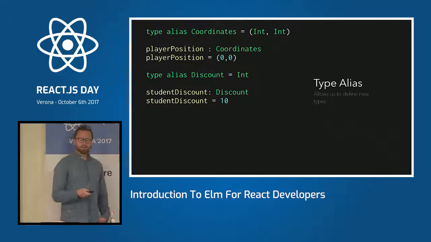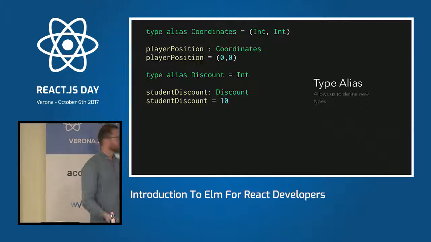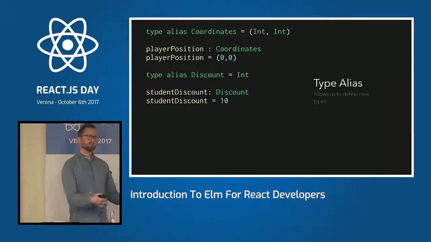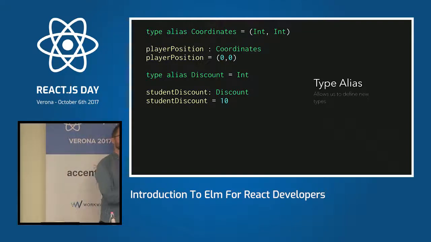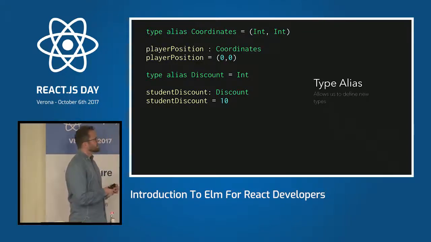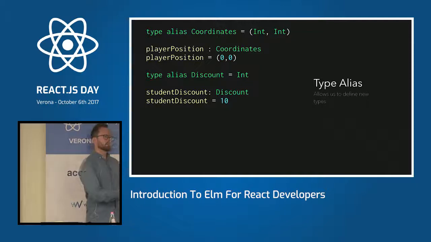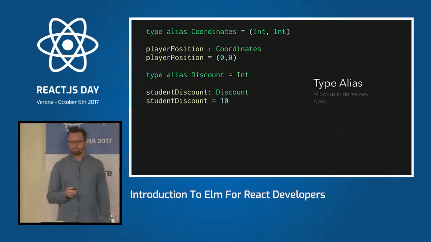And then you have something called type aliases to introduce new types in your code. So you can say that coordinates, that's basically whenever we have a tuple of ints, let's just call it coordinates instead because that's easier to read. You can also say that whenever you have an int, let's just call it a discount because a discount is basically stored as an int. So we just alias a type with another name.